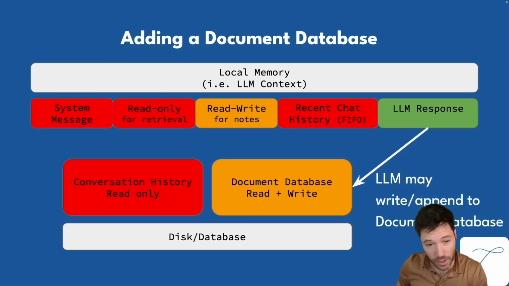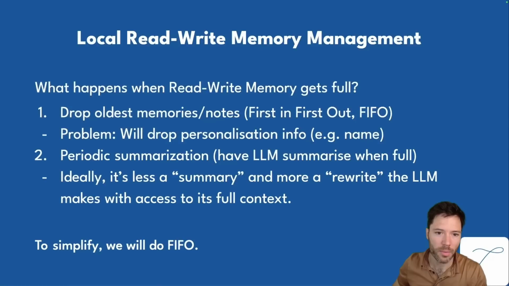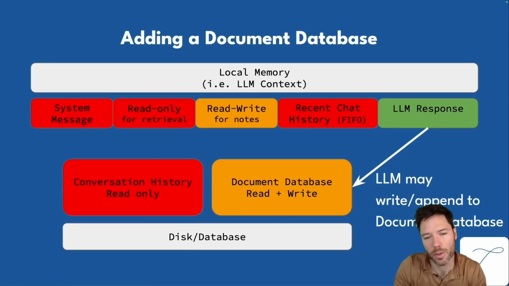Now, the second feature, I said there were two features we'd add today. The first is this read-write memory, but the second feature is adding a document database that we're able to query. Just like we have a conversation history that we can query, we're now going to have a document database, which again will just be a JSON file for today, but in production, you would set it up as a Postgres database, maybe using the approach I've described in some of my videos before.